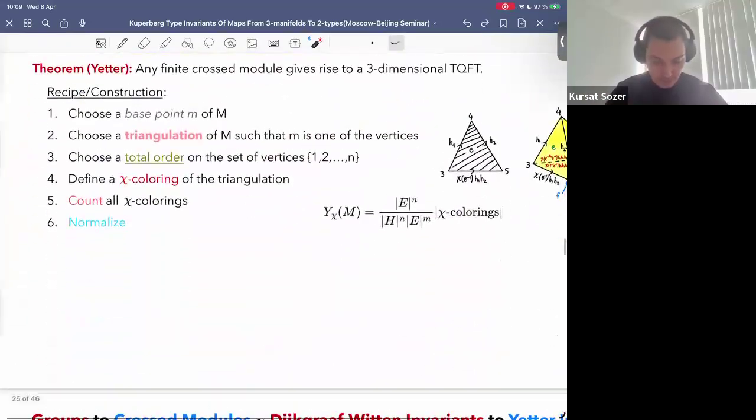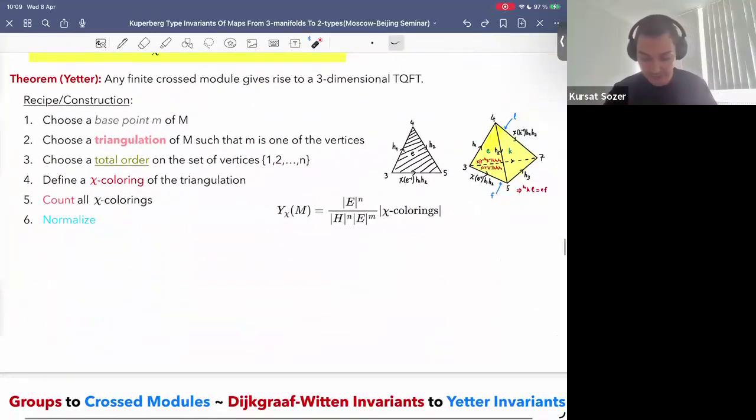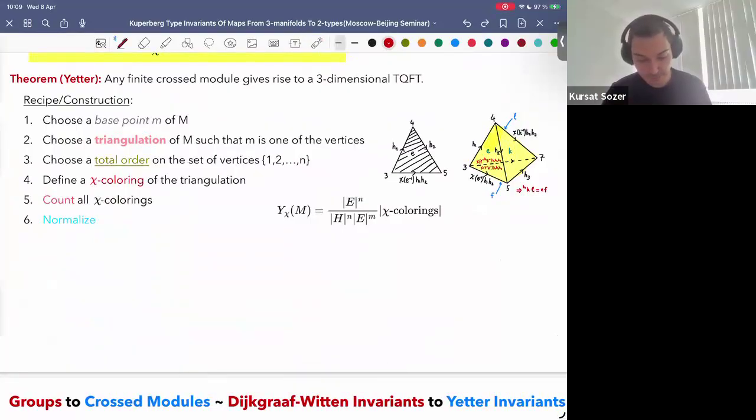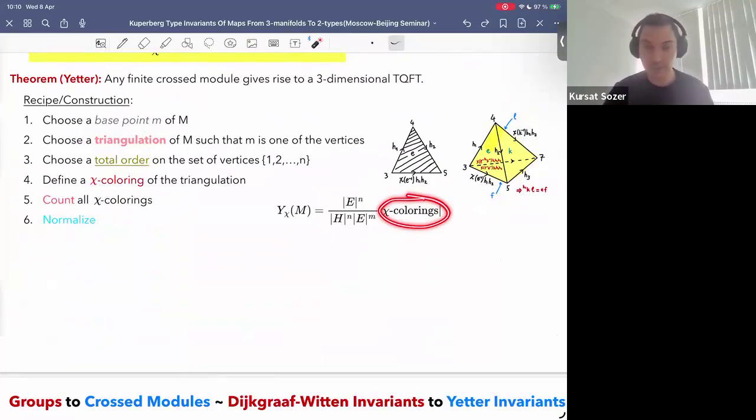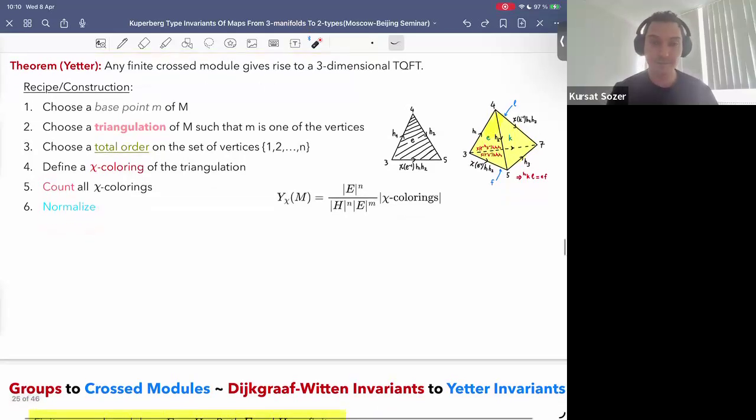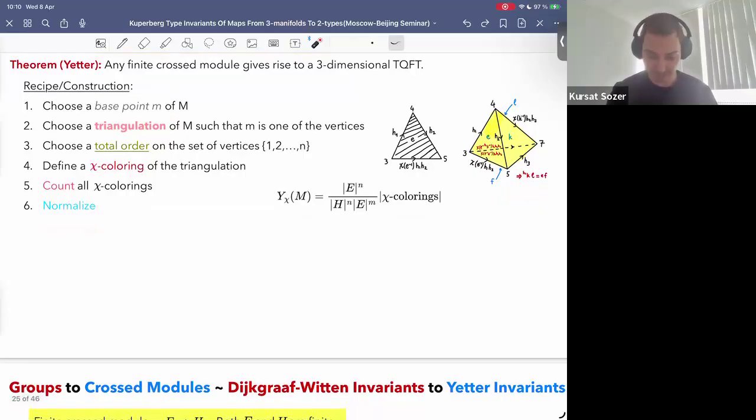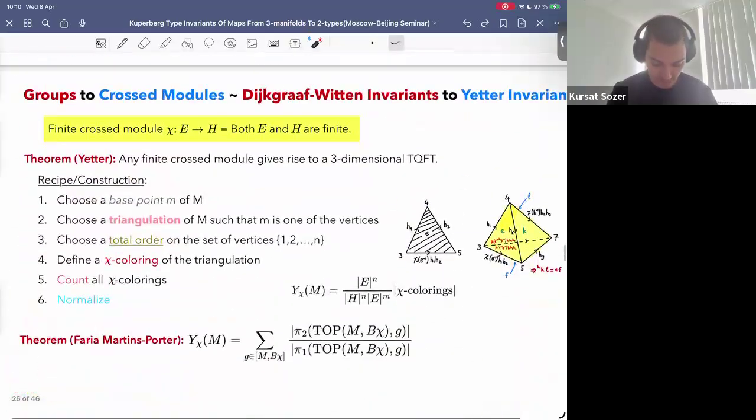Similarly, we do coloring, and then we count all chi colorings. One counts all chi colorings, which is finite because E and H are finite. Because we start with a finite crossed module, and the manifold is compact, so there are finitely many edges and triangles and so on. And then we normalize. And this is the Yetter invariant associated to a finite crossed module.